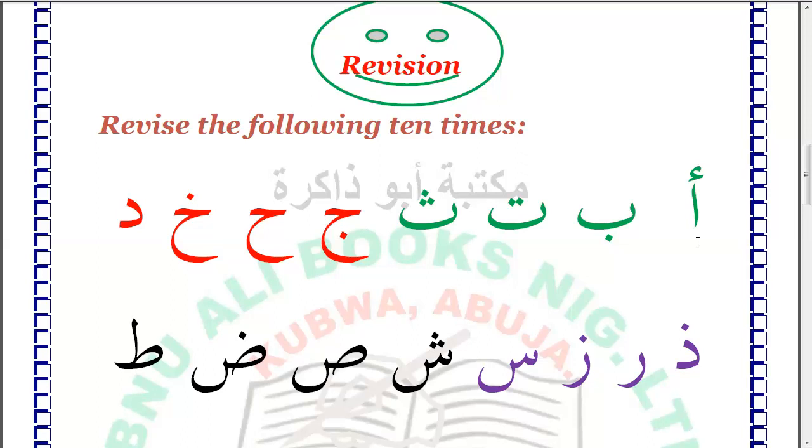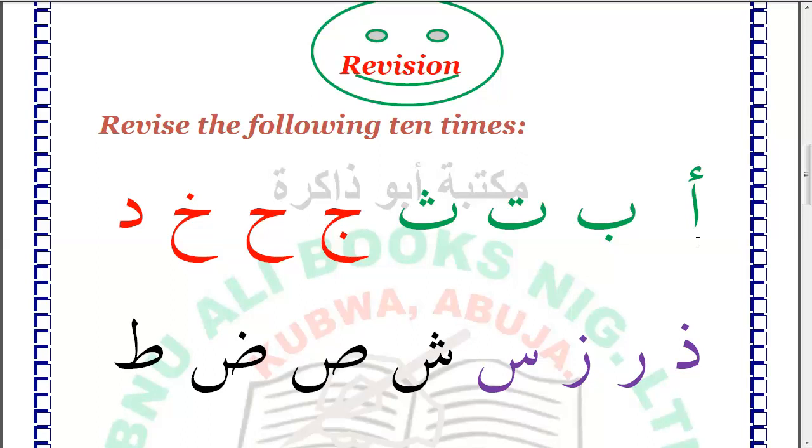Hamza can also be written on top of Ya'un. In the same way, it is written on top of Wawun. I take it again. Hamza is written on top of Alifun, and if you see it written on top of Alifun, you read it as Alif.